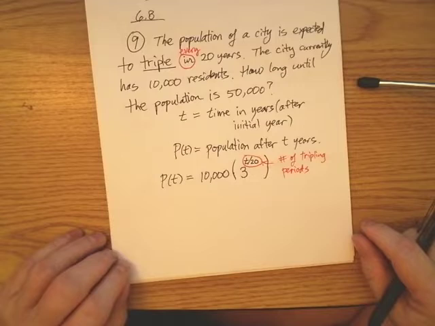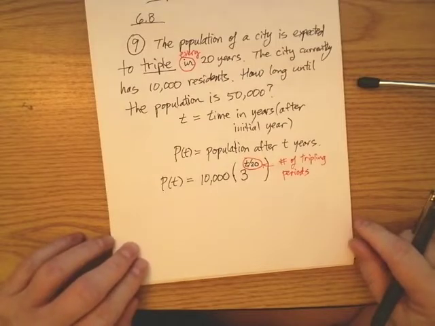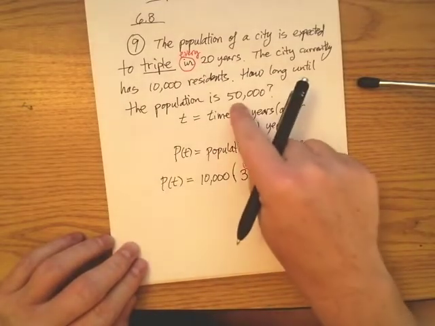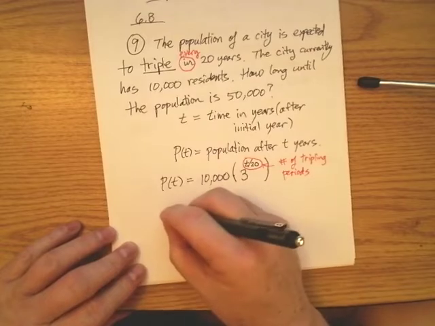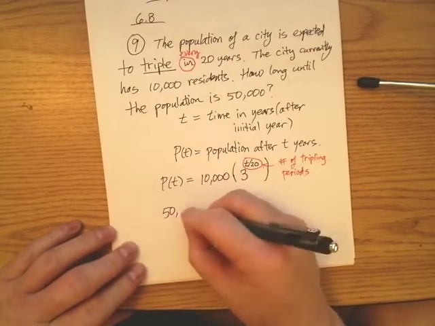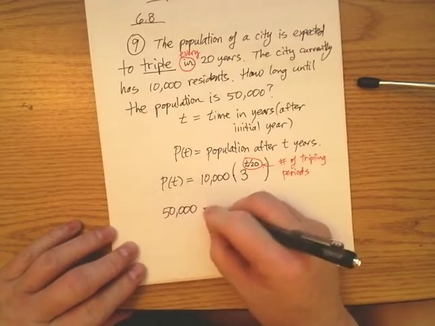Now let's go ahead and talk about our particular problem. Our particular problem is what? I've got a population that's given as 50,000.